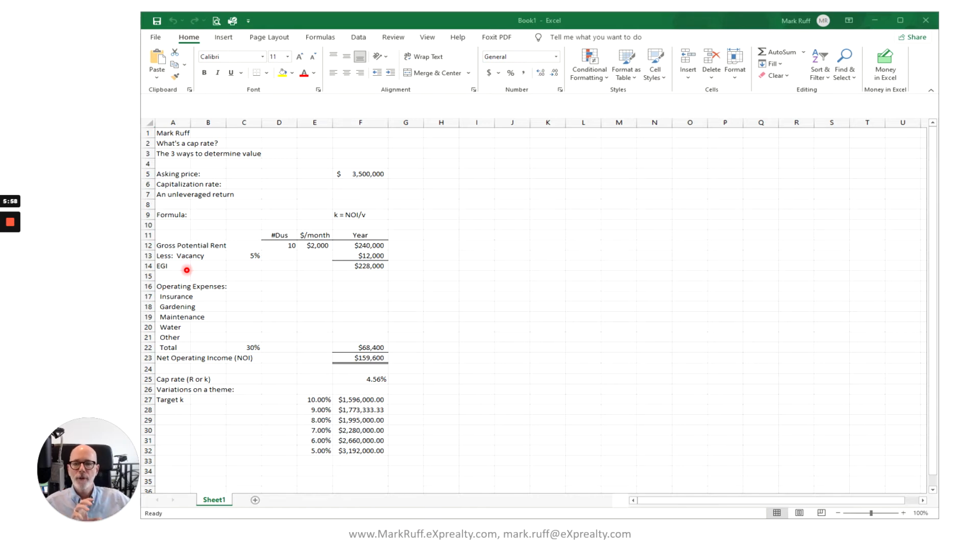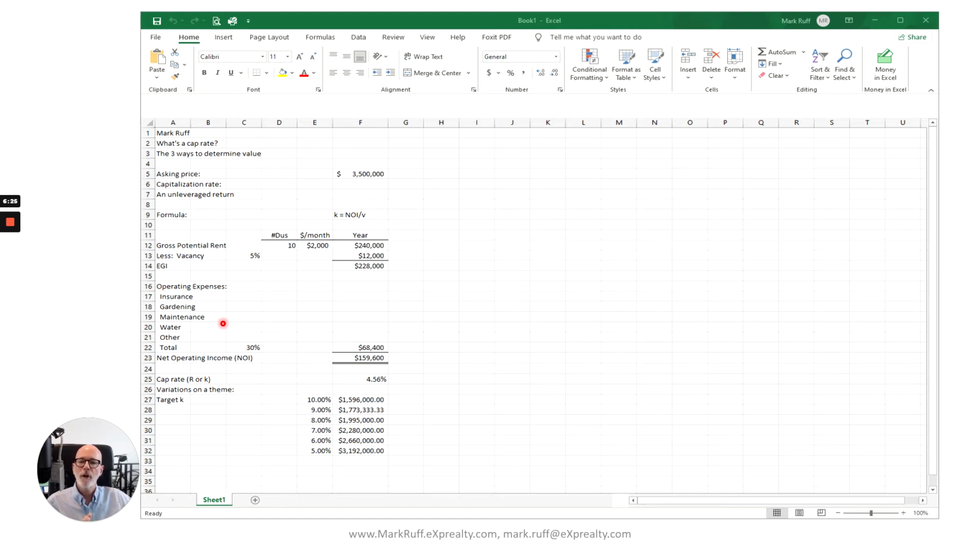From that, we're going to subtract some operating expenses. For the sake of argument, I've got insurance, there might be some gardening, there's likely going to be some maintenance on the property, some wear and tear. In this particular example, we're paying for the water for the property. There are some ways of changing that, but in our example, I'm imputing some water, and there's likely going to be some other expenses along the way.